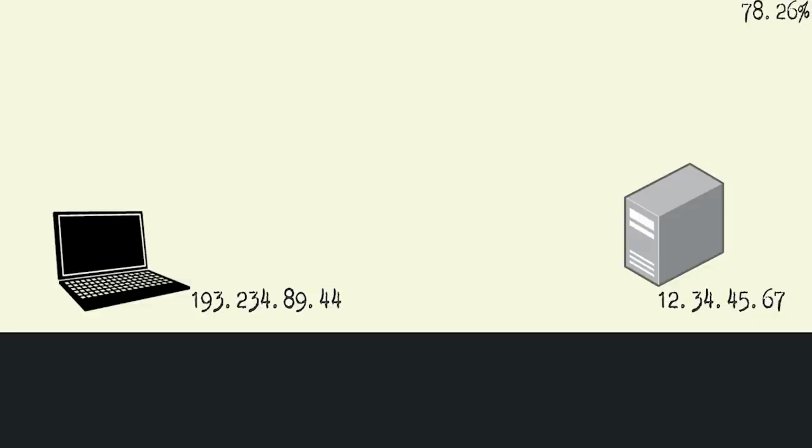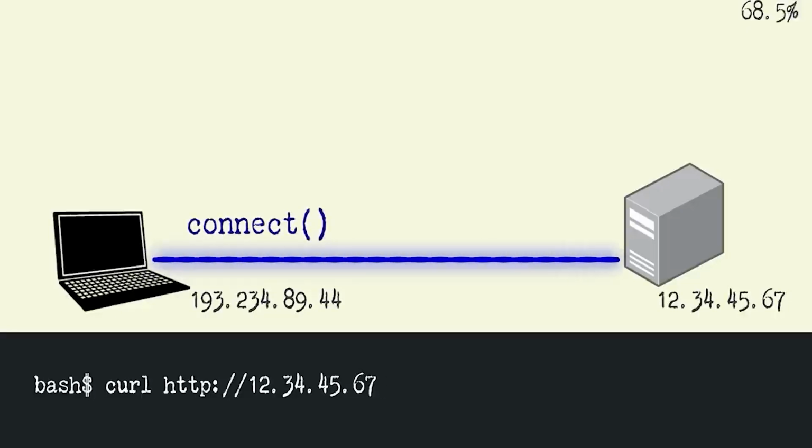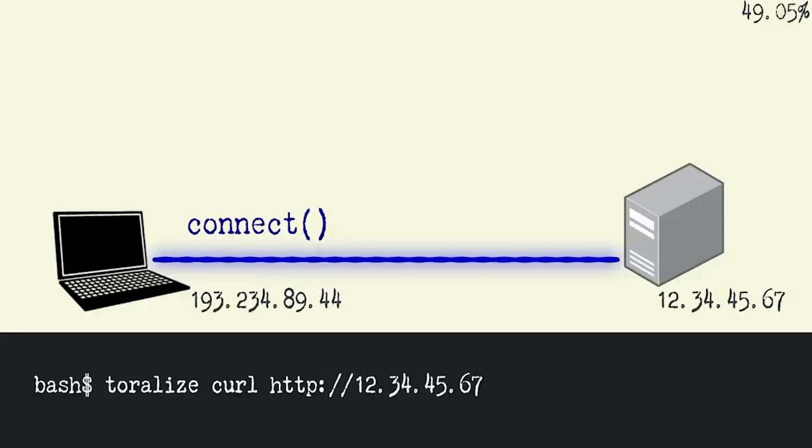When you run a CLI command for doing a network call, for example curl, the following thing happens. The connect function is invoked and the program establishes a TCP connection to the remote server, and then the communication begins. But with this tool, you'll be able to put the word Toralize in front of any command which does a network call.